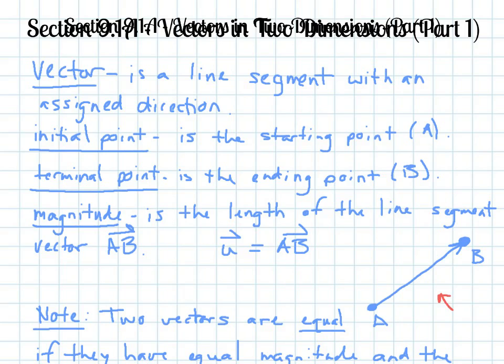B. So there is an initial point, which is the starting point. In this case, it'd be A. Terminal point would be the ending point. In this case, would be B. Okay. The magnitude is going to be the length of the line segment for the vector, and we can say vector AB. We'll usually use a short value or letter to represent this. So usually we'll use U's and V's to represent our vectors. We can use other letters, but those are the main vector letters that we usually use. Okay, so just so you're aware.